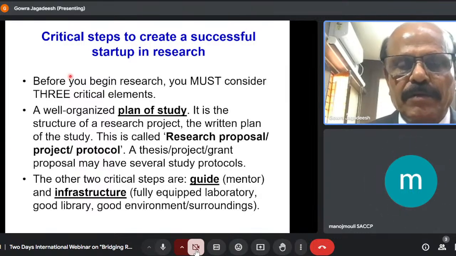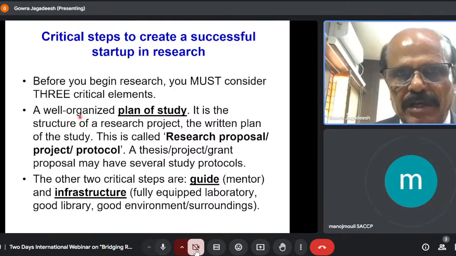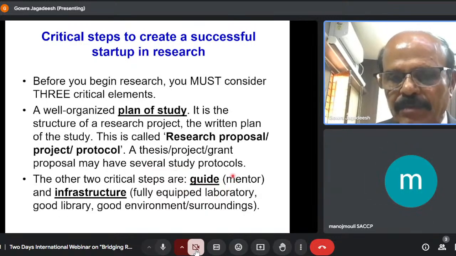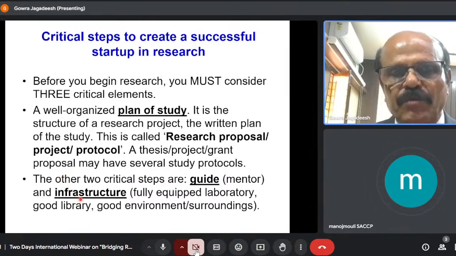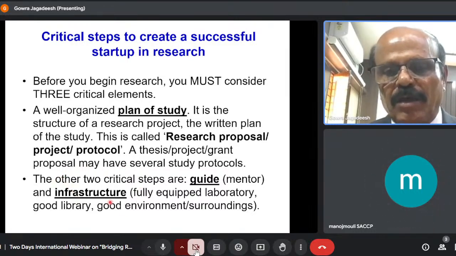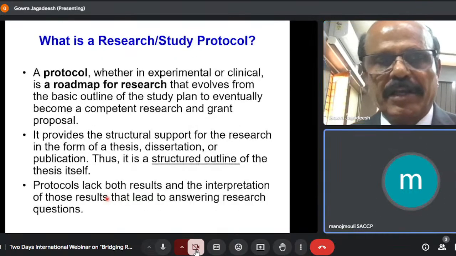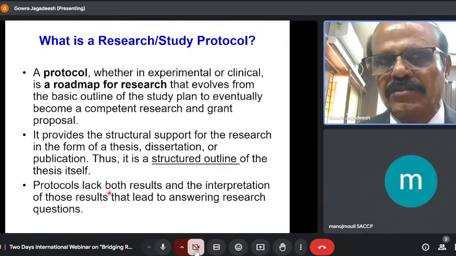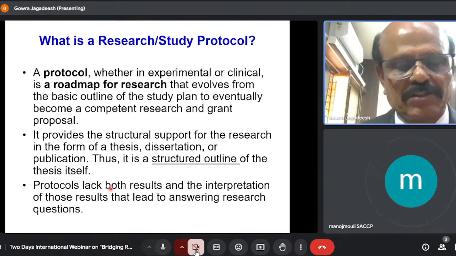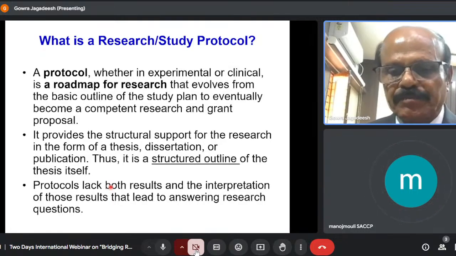So that means there are three elements necessary for your research. The plan of study, that is how you will write your protocol. Then the guide, who will walk you through the procedure and writing it. And your infrastructure and environment, that is a fully equipped laboratory, a good library, surroundings, and guide; everybody influences getting it right. So what is the definition of protocol? It is a structured outline of the thesis itself, but it lacks the results and discussion because you have not yet done your experiments. So it is a road map for research.